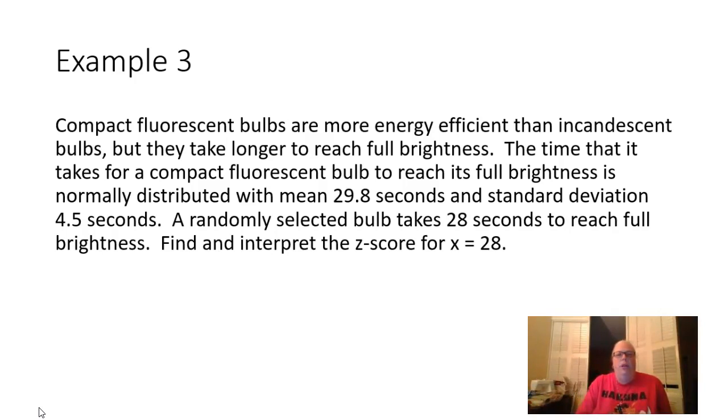All right, what do we know? The time it takes for the bulb to reach its full brightness is normally distributed. So the mean, mu in this case, is equal to 29.8. And the standard deviation is 4.5, so that's our sigma. And they're telling me to use x equal to 28.